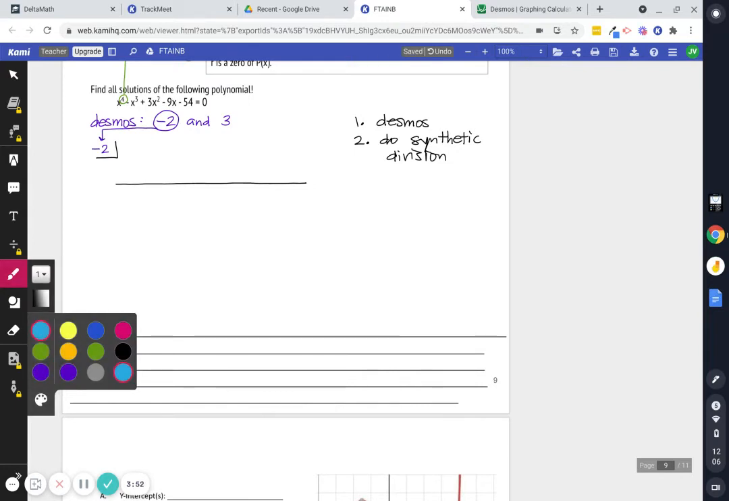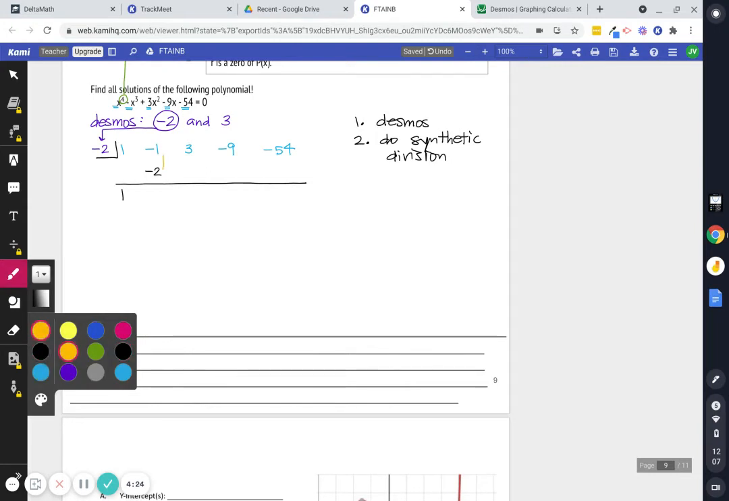Then, across the top, I put my coefficients. So I've got 1, -1, 3, -9, and -54. And I'm going to run through synthetic division. As I run through it, you've seen this process before, so I'm not going to spend a ton of time talking about it. But I bring down the 1. -2 times 1 is -2.